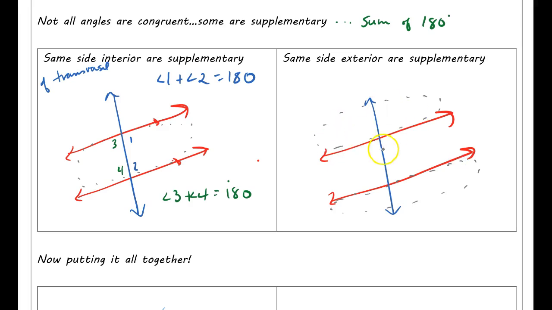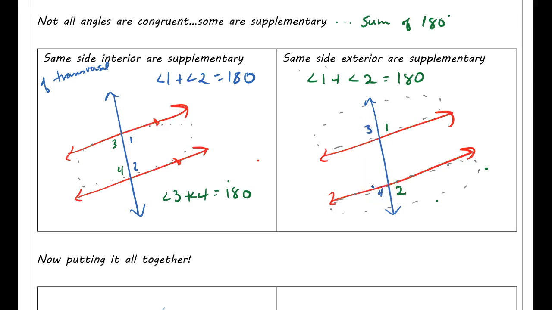So we're outside of these red parallel lines, and we need to stay on the same side. If we stay on the same side, then if I put a 1 here, I stay on the same side and I put a 2 down there, those guys are supplementary, okay? Angle 1 plus angle 2 equals 180, just like we did over here. And then the same thing over here. You could do 3 and 4, but you need to stay on the outside.